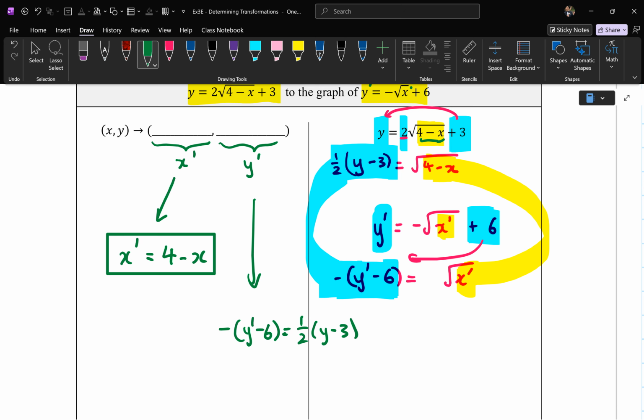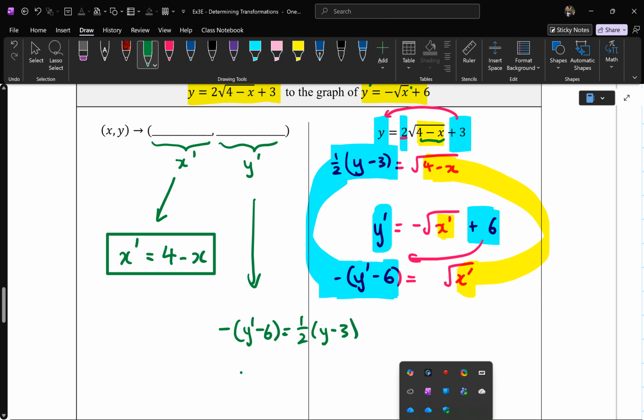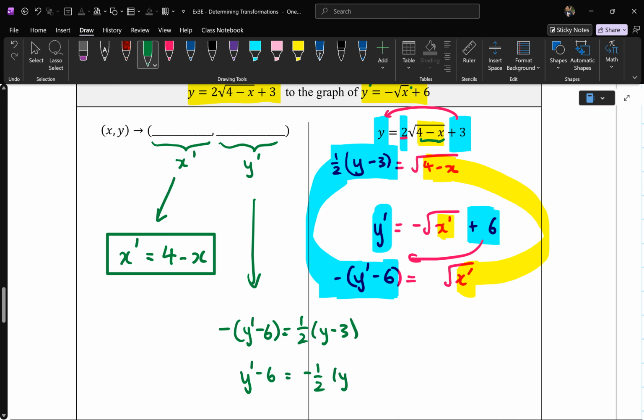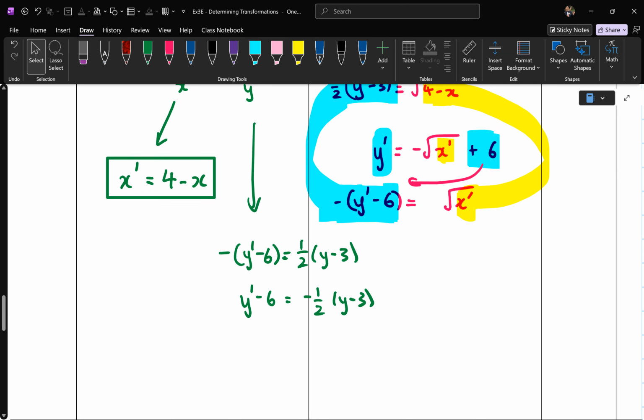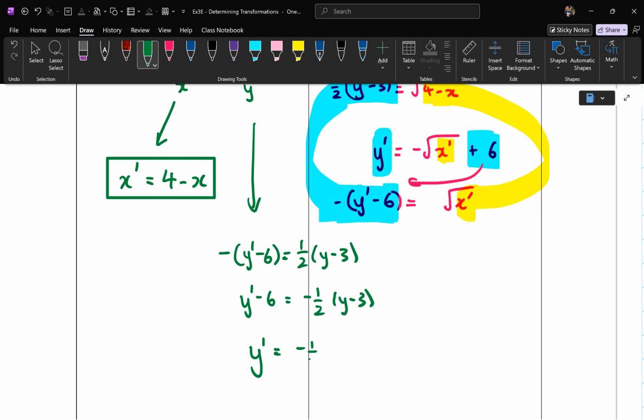So move everything across. Just make y dash the subject. Here, times both sides by negative, and I get y dash minus 6 is equal to negative half y minus 3. Cool. So far, so good. And then to get rid of that minus 6, add 6 on both sides, and this is what you get. Y transformation is equal to negative half of y minus 3 plus 6.